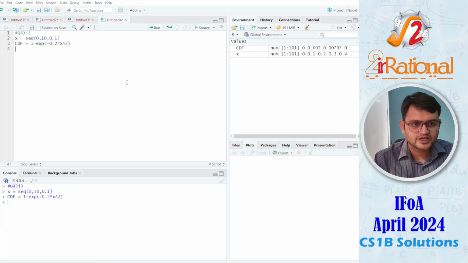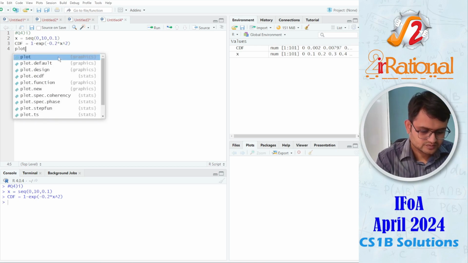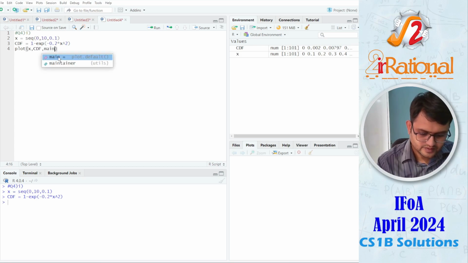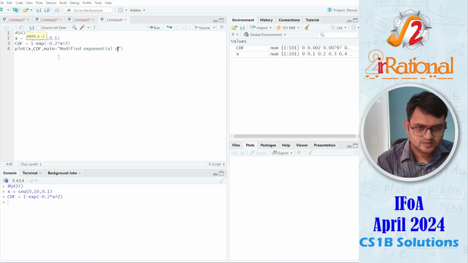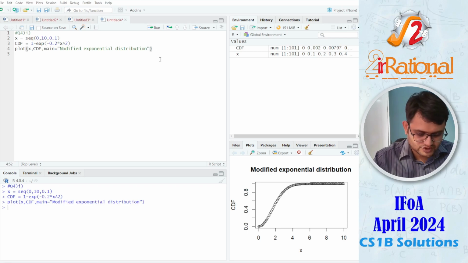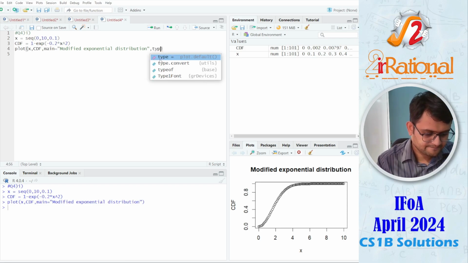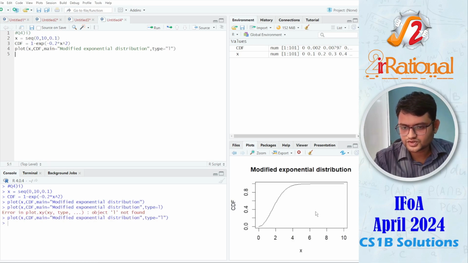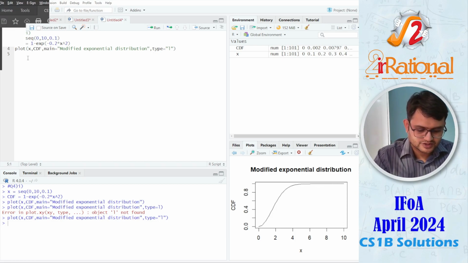So here we have the CDF. Now we have to plot x comma CDF. The name of this plot is modified exponential distribution. Here we go. I would prefer this to be a line, so I will just change the type to "l" in inverted commas. So here we go. So we get the CDF of the modified exponential distribution.